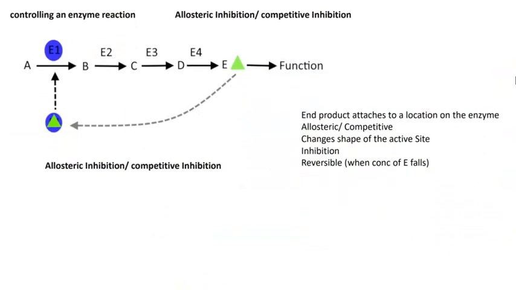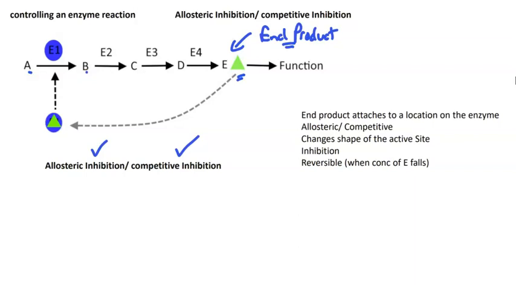To control the pathway, which is A being converted to B, B to C, C to D, and D to E, with E being what we would call the end product. Each stage has its own enzyme, and of course illustrated here I've put enzyme E1, which converts A into B. So to gain control over this pathway, we've got two methods. One's called allosteric inhibition, and the other is called competitive inhibition, and they both involve the end product E.